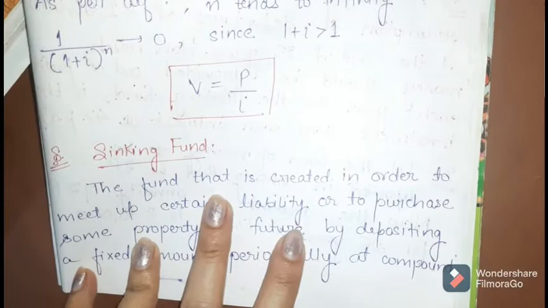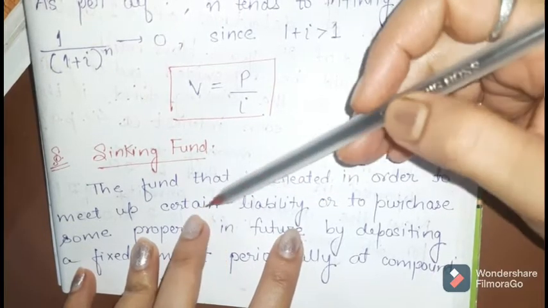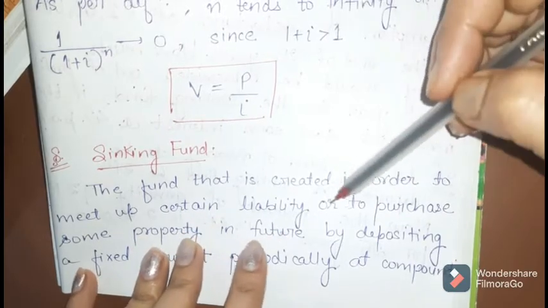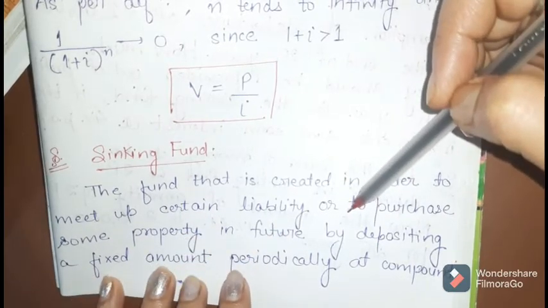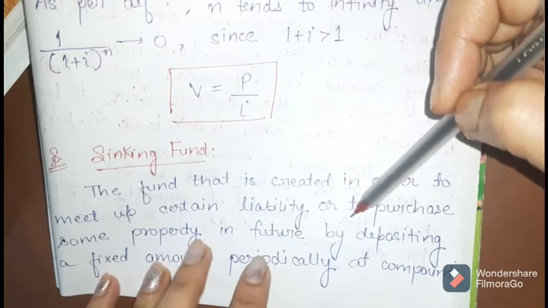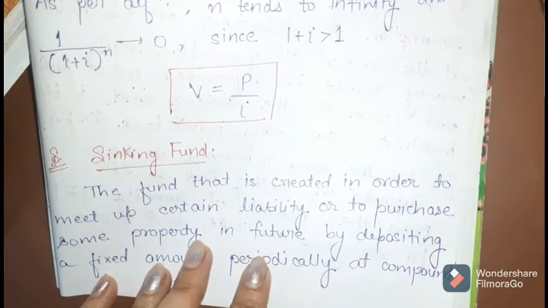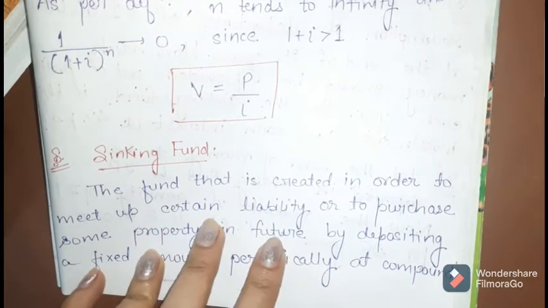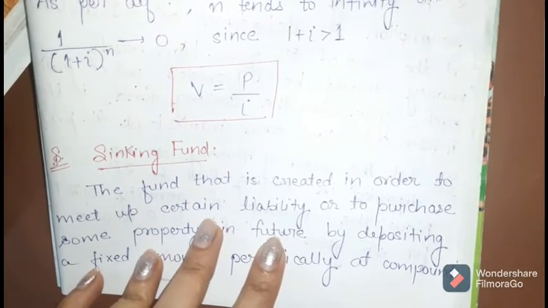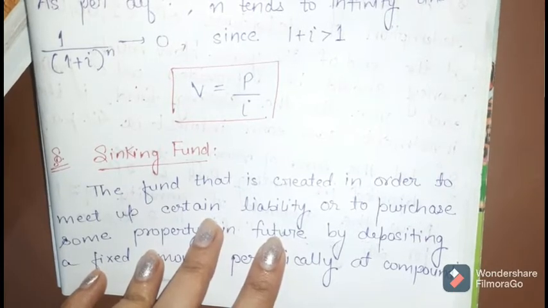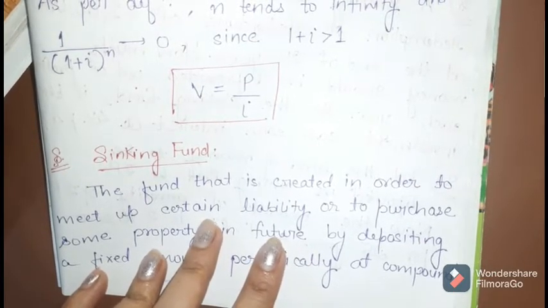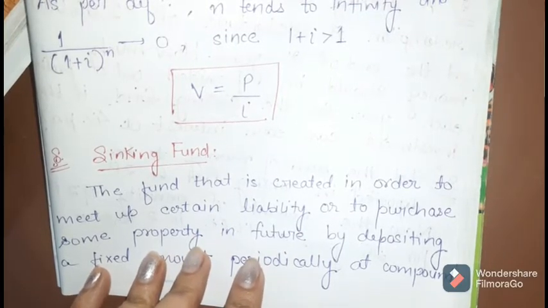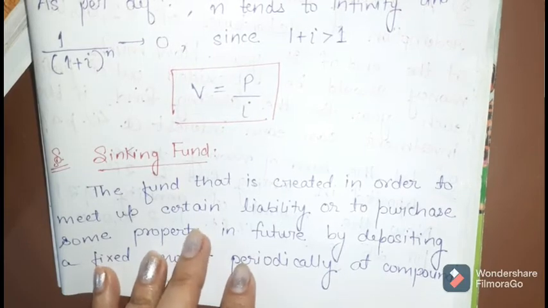The fund that is created in order to meet up certain liability or to purchase some property in future by depositing a fixed amount periodically. So what is a sinking fund? The fund that is created in order to meet up means we deposit some amount in a fund, so that in future, for some purpose, we deposit that amount. Okay, that fund.